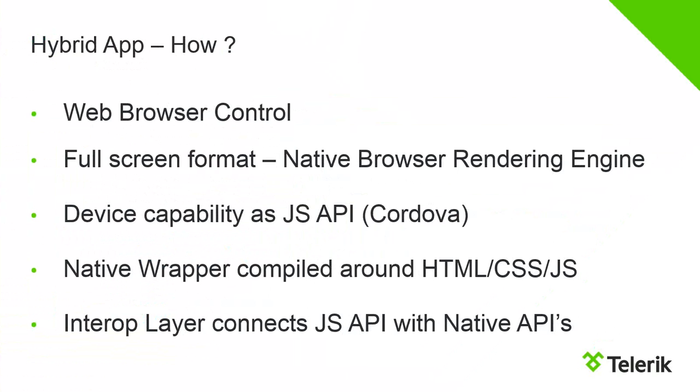Earlier it used to be called PhoneGap. So when I'm using HTML to create the app, what if I need the device capabilities? For that, you will have a JavaScript API. So you don't have to worry. Rather, you just say, hey, Cordova, I need camera. Hey, Cordova, I need contact.